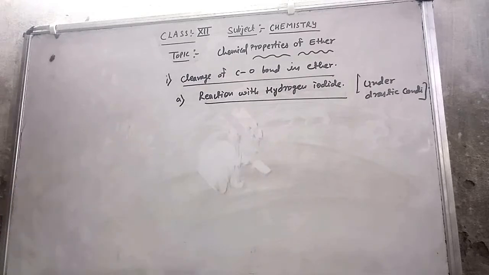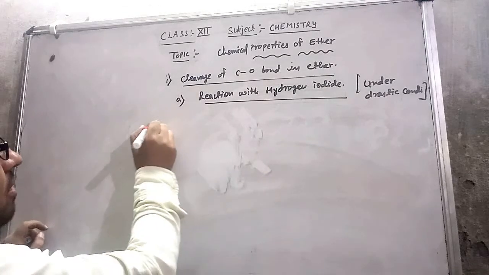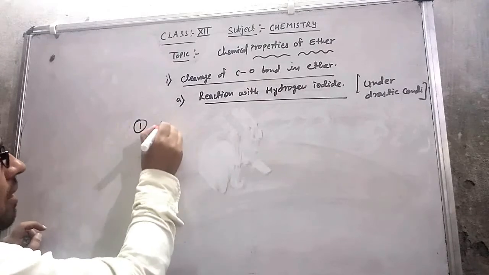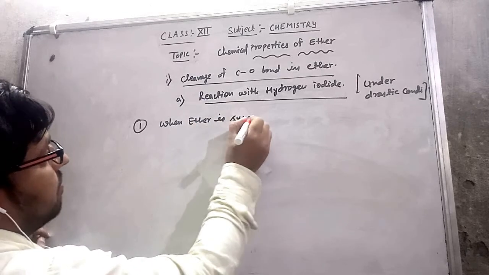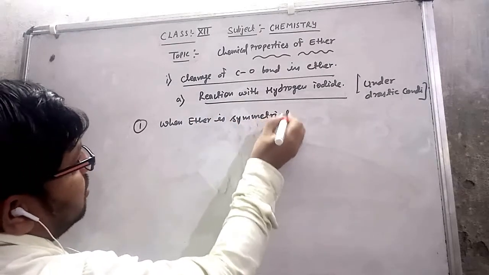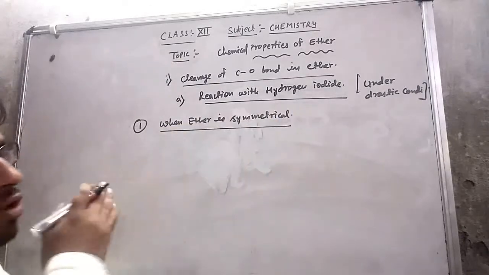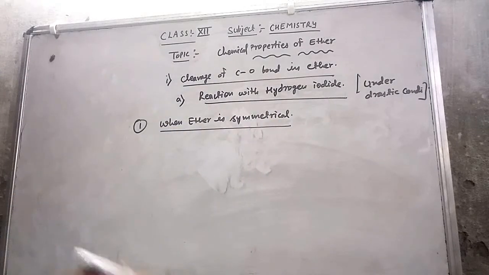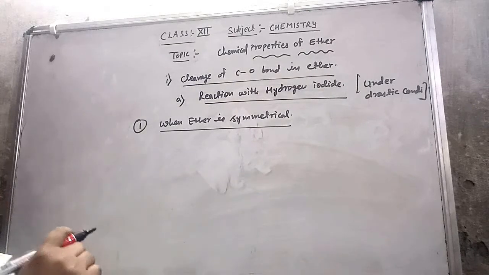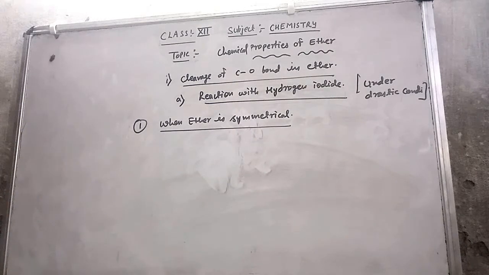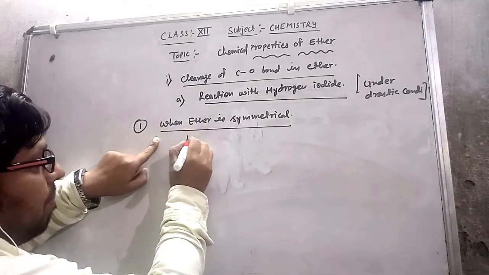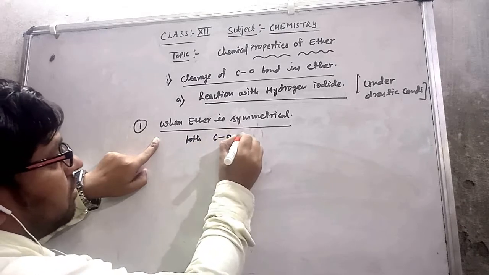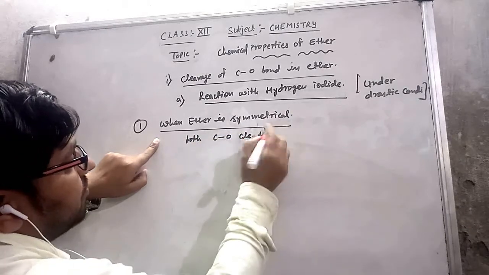Under this also, the first case is when the ether is symmetrical. Symmetrical means on both sides of the oxygen the number of alkyl groups or the carbon chain remains the same. When the ether is symmetrical, then both carbon oxygen cleavages take place.